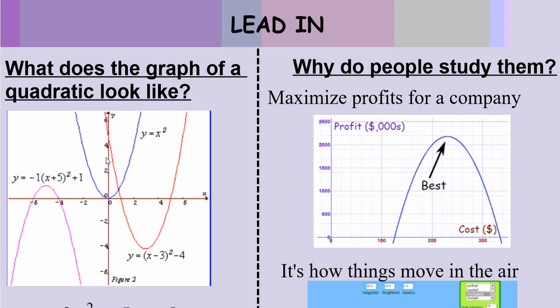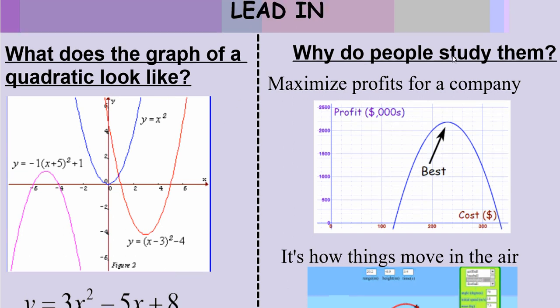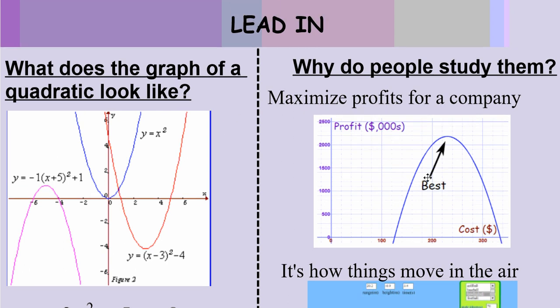So the graphs of quadratics look something like these. We're going to learn that these shapes are called parabolas. Why do people study them? They study them for a variety of reasons. They tend to mimic cost and profit equations. So as people demand more, the value of something is going to increase. But if you make too many of them, then the value of that thing is going to decrease. So there's some point in the middle, which is a best case scenario.